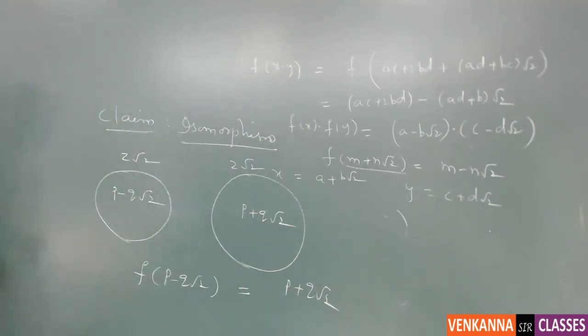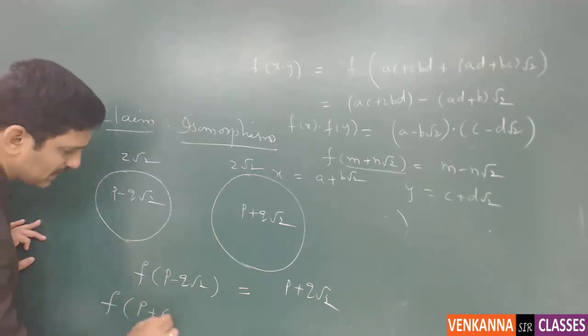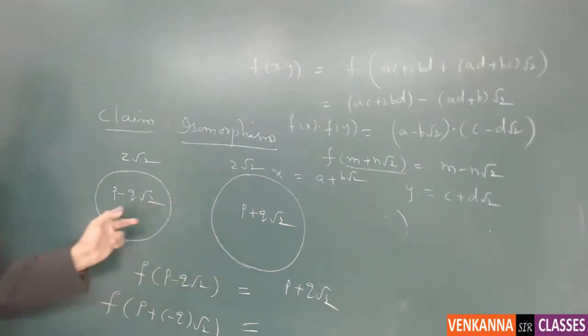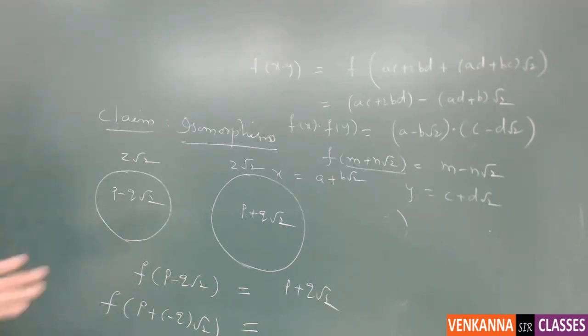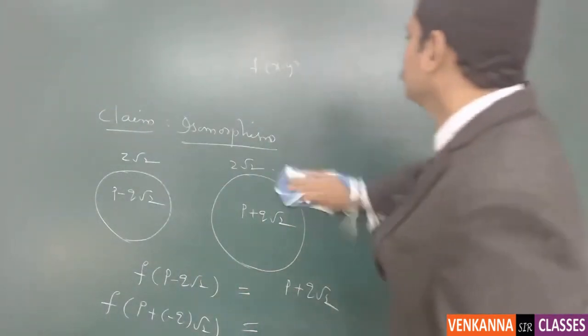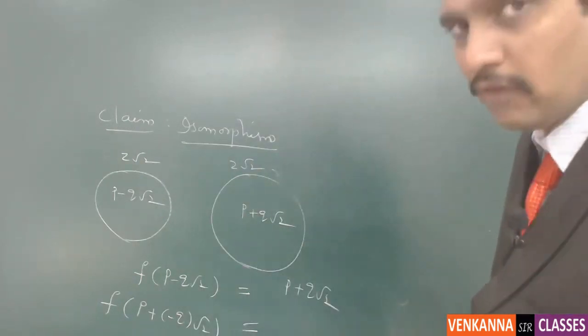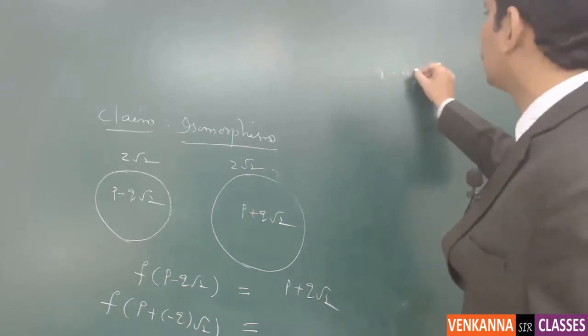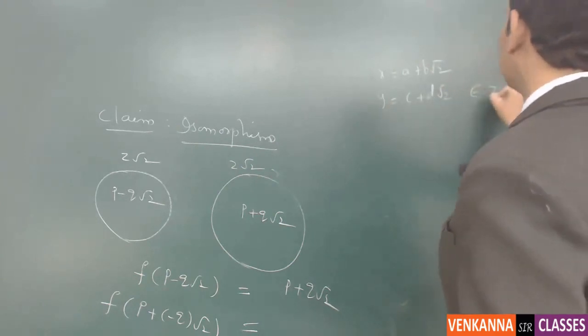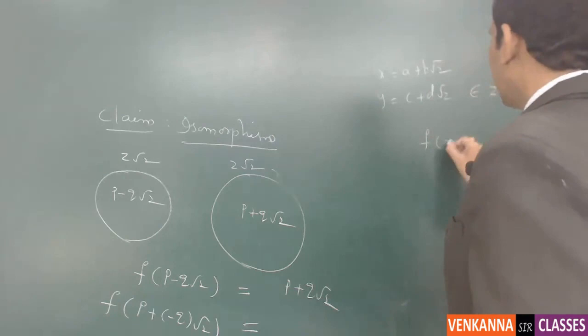How does it come? Because this is nothing but f of p plus minus q root 2. So this plus is replaced with minus. So minus into minus, plus will come there. So for every element of this form here, you will get the corresponding thing in the domain, which is nothing but the pre-image. So from this you can say it is the onto property. And if you want to verify whether f is 1-1 or not, you take x is equal to a plus b root 2, y is equal to c plus d root 2 in Z of root 2, such that f of x is equal to f of y.